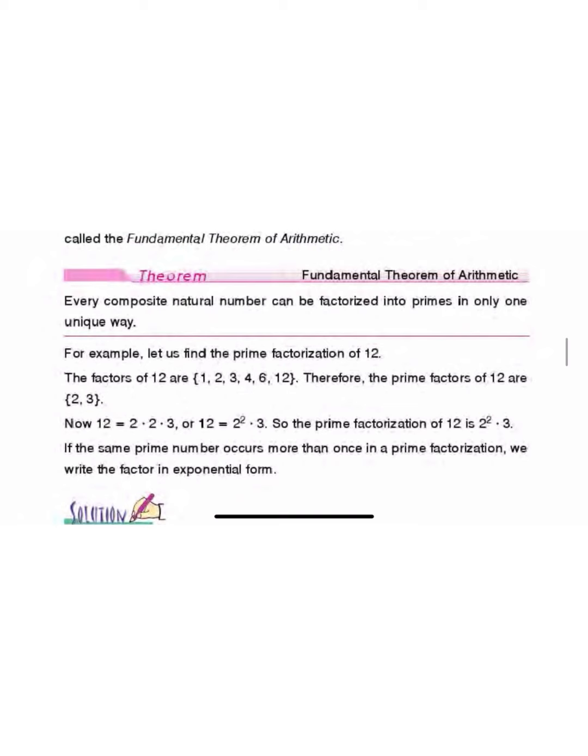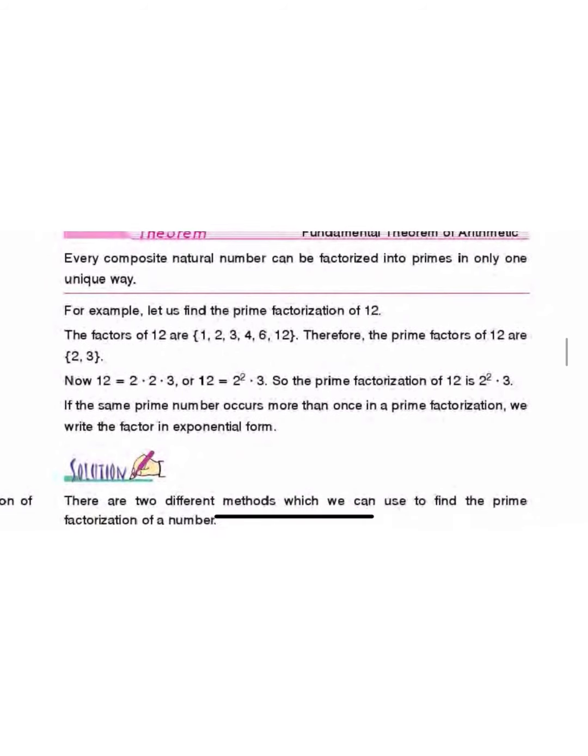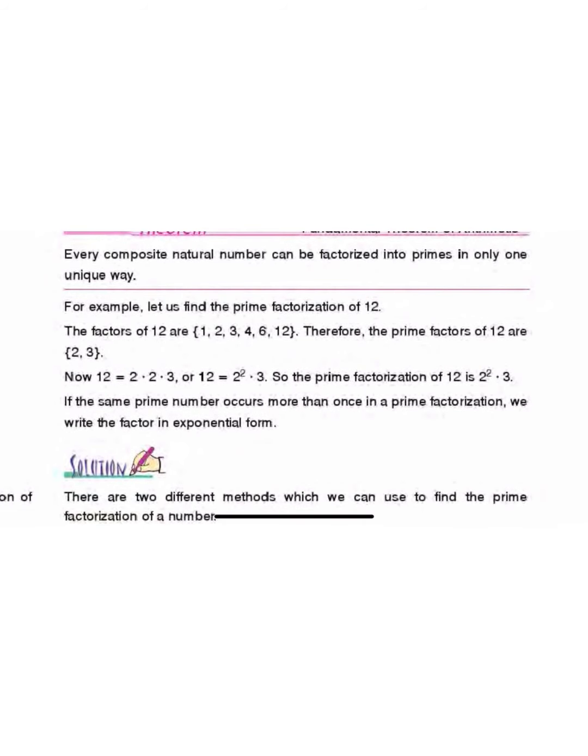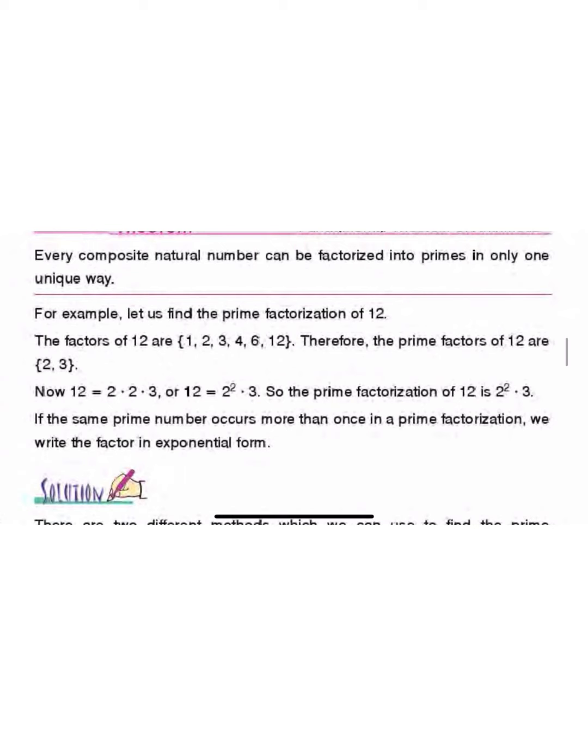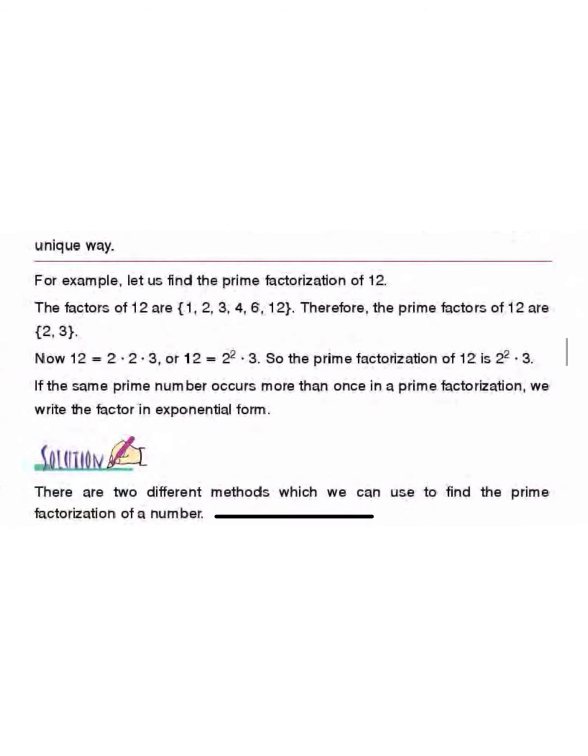For example, let's find the prime factorization of 12. Factors of 12 are 1, 2, 3, 4, 6, and 12. It has 6 factors. Therefore, the prime factors of 12 are 2 and 3.